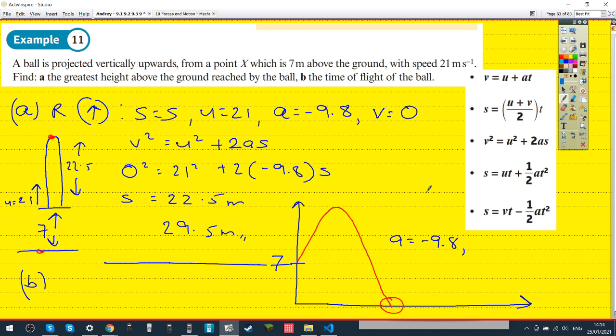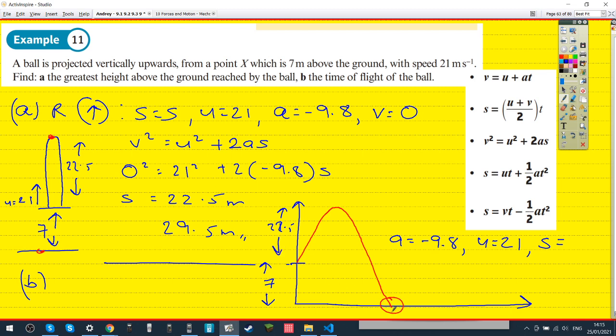Is U 21? Correct. U is 21 because that was the initial for that journey. So is S going to be 22.5? I believe so. So let's see. This here is 22.5. Yep.